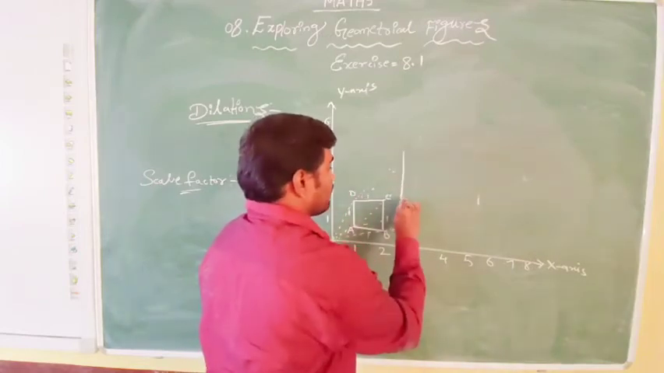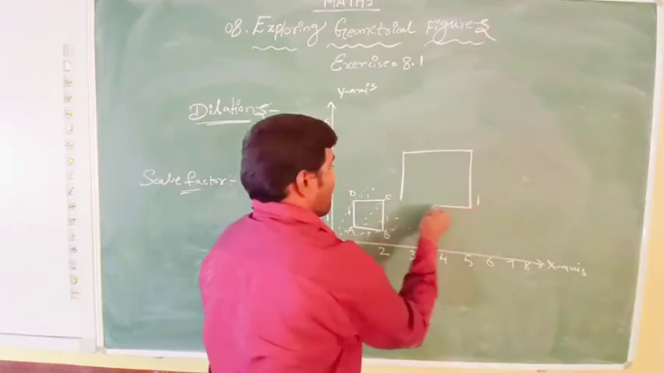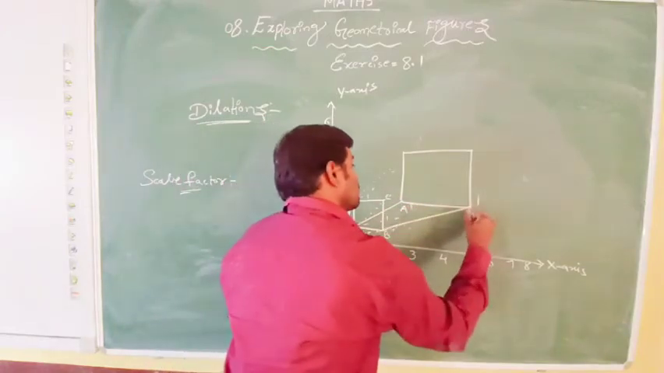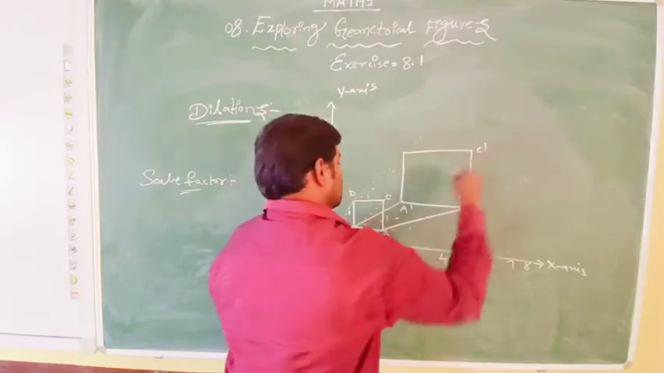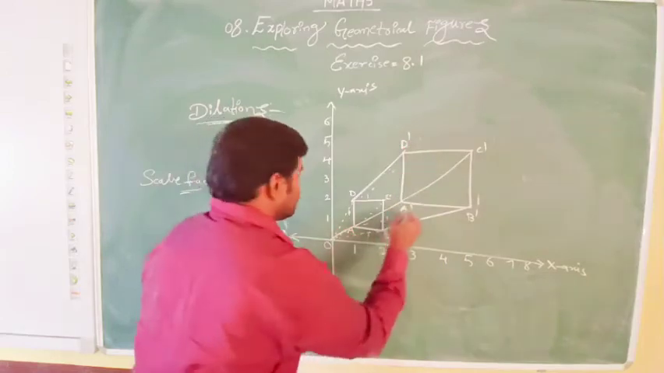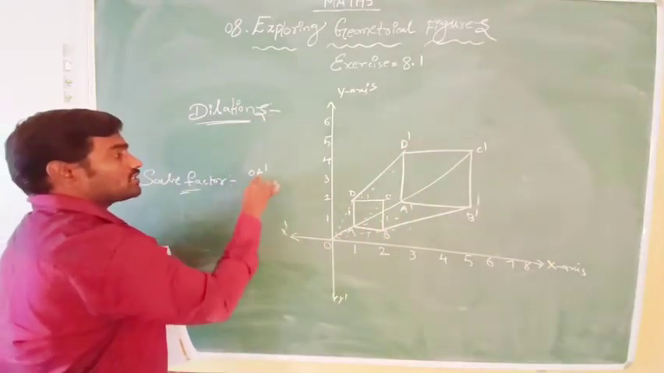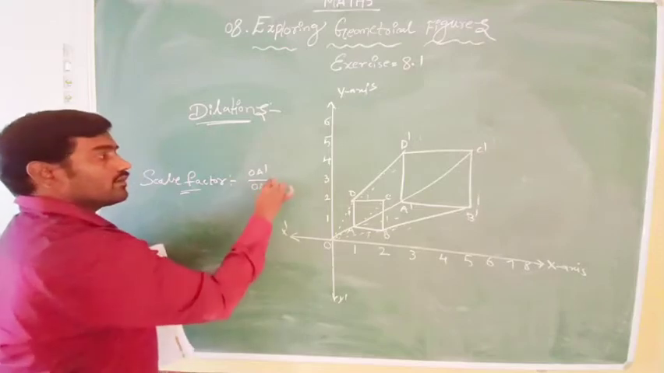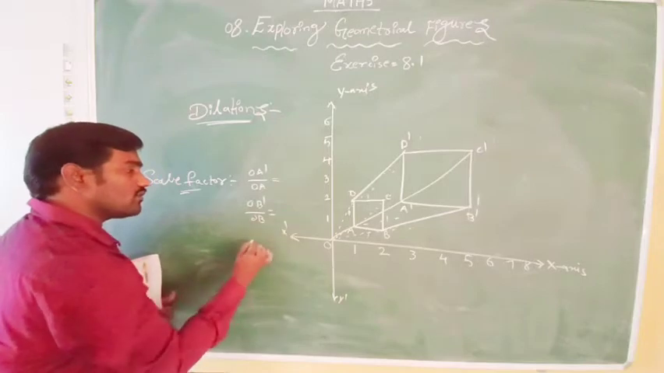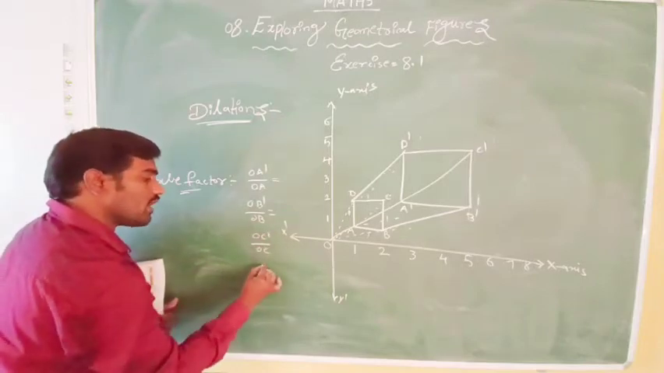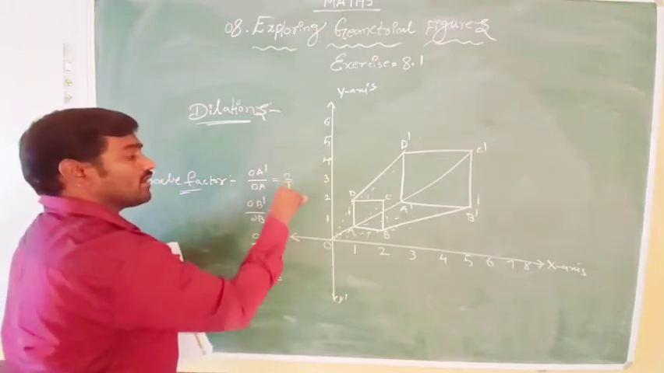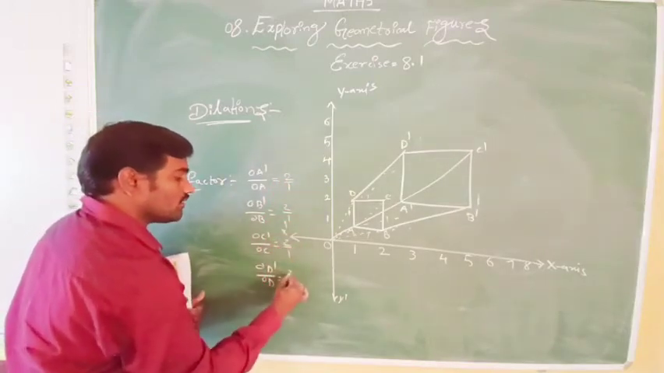Okay, then here, this is A dash, this is B dash, this is C dash, and this is D dash. Here OA dash by OA will be equal to OB dash by OB. This will be equal to OC dash by OC and OD dash by OD. It gives the same 2 by 1, 2 by 1, 2 by 1, 2 by 1 only.